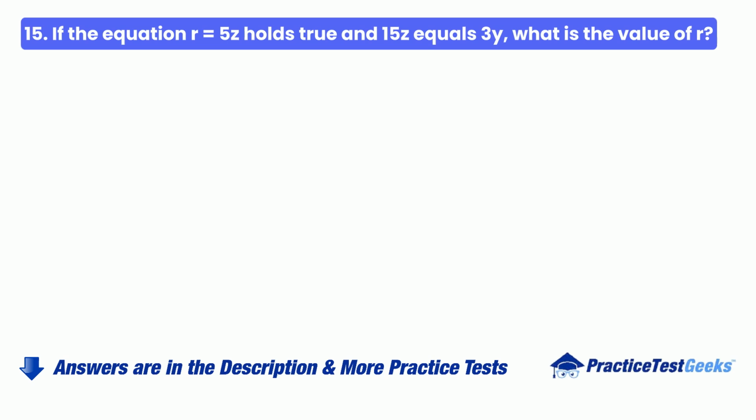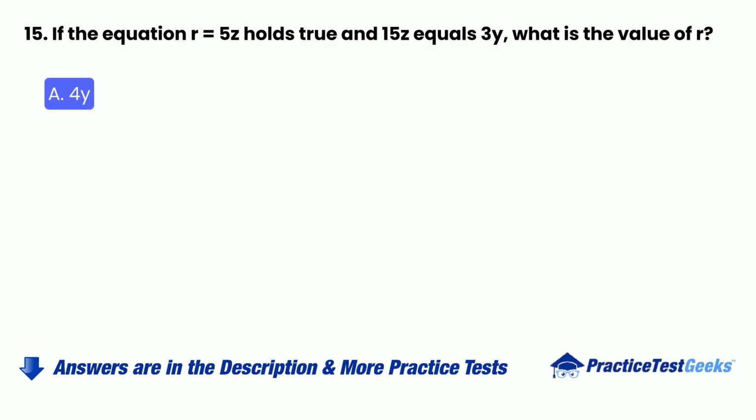15. If the equation r equals 5z holds true and 15z equals 3y, what is the value of r? A. 4y. B. 10y. C. y. D. 2y.